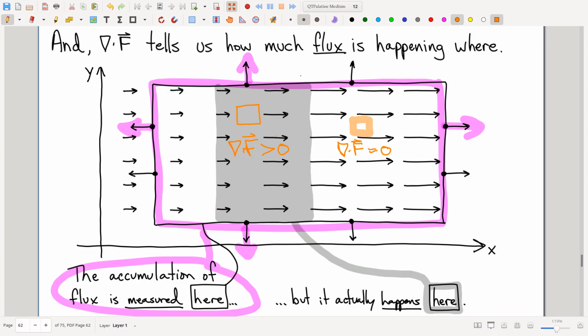So again, our density, in this case divergence, because we're talking about flux, tells you where the change that you're witnessing on the boundary, the flux, the accumulating quantity, is happening, and how much, and where it's not happening.